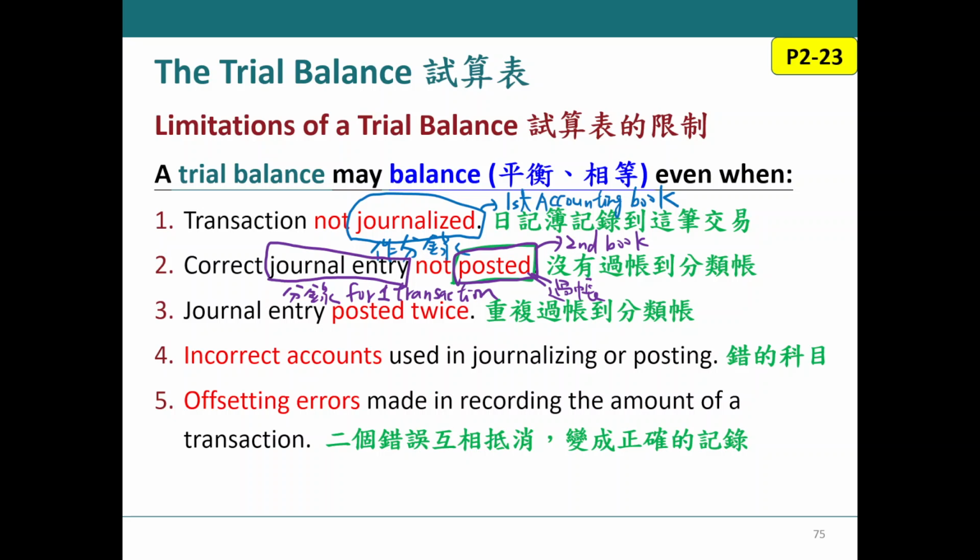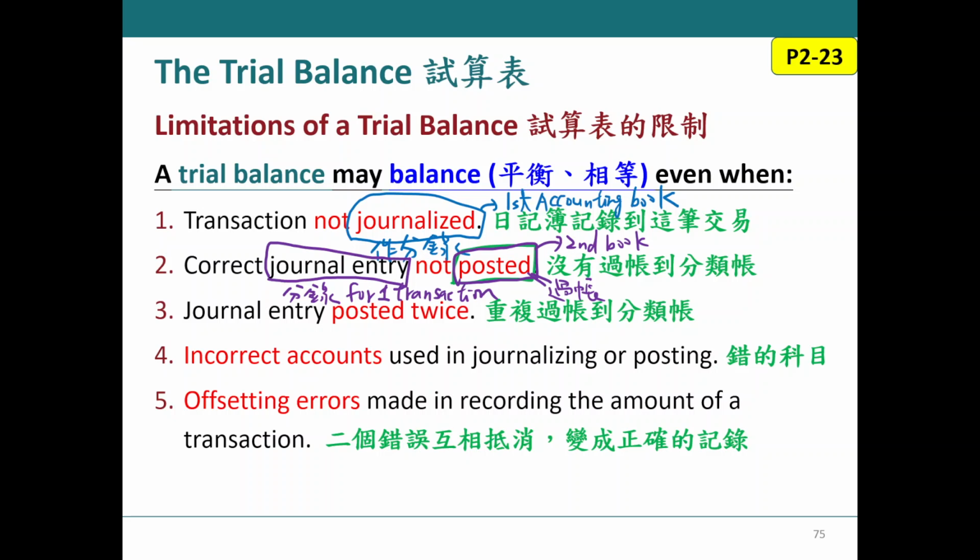Okay? So 1 and 2 are quite common. Sometimes when you take the quiz or a midterm exam, you will find some students make a mistake: I post to the wrong side. Or I forgot one transaction. Okay? Any questions? No problem?